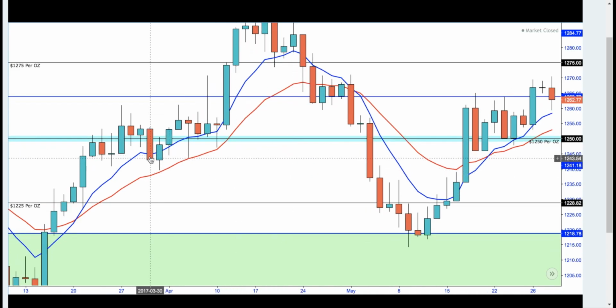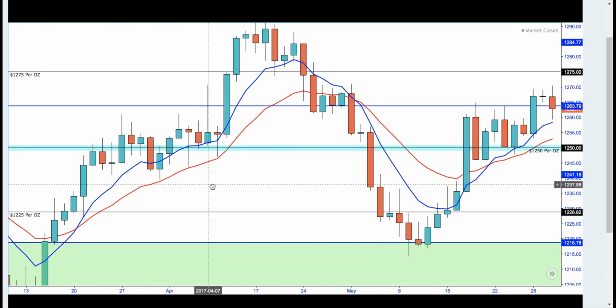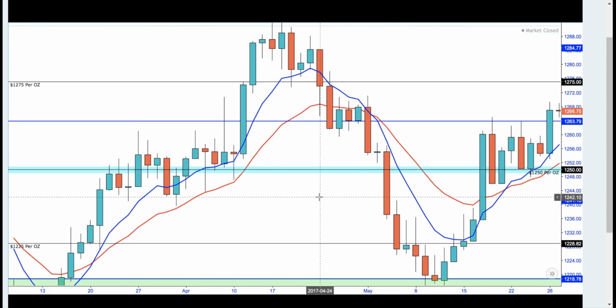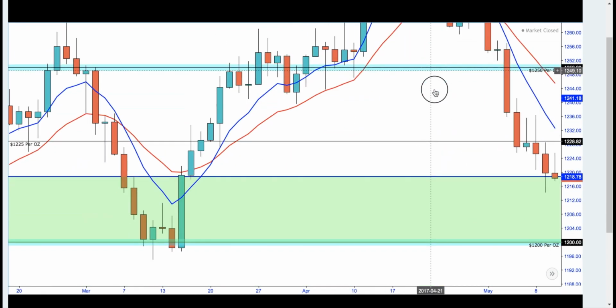And then over here as well, beautifully, 2 brilliant rejections here, spike through, rest above, right into the region, nearly at the 18, and so on. And then look at the price, rebounded, skyrocketed, and so on.